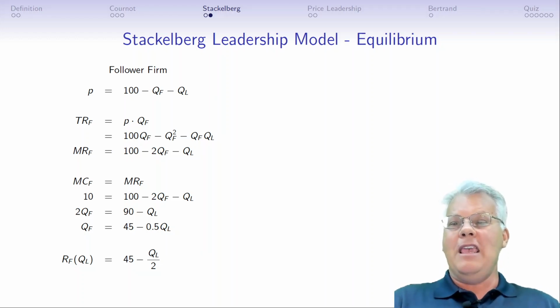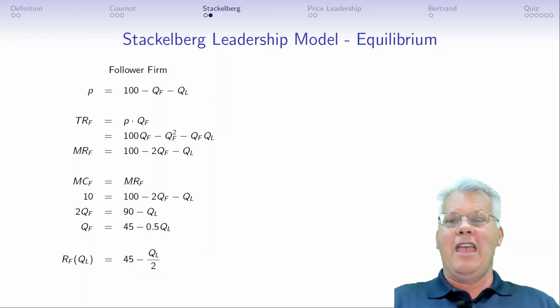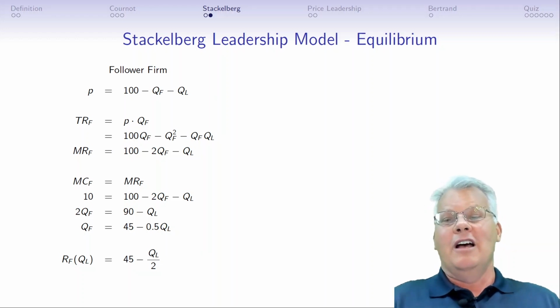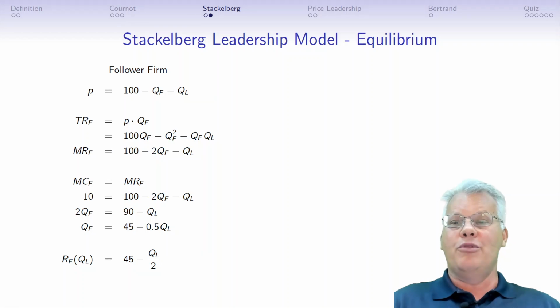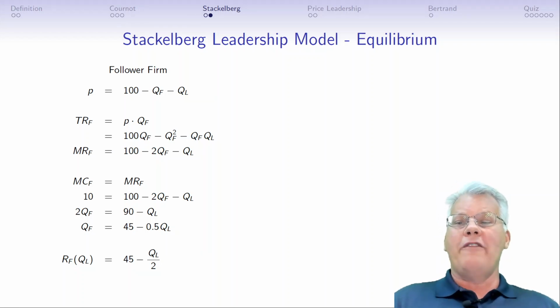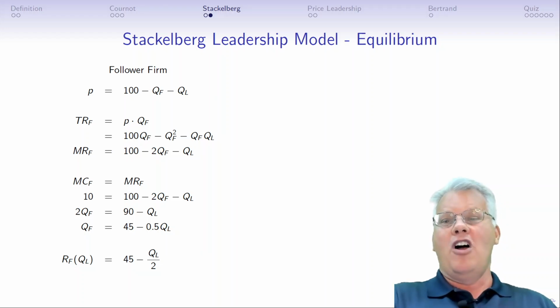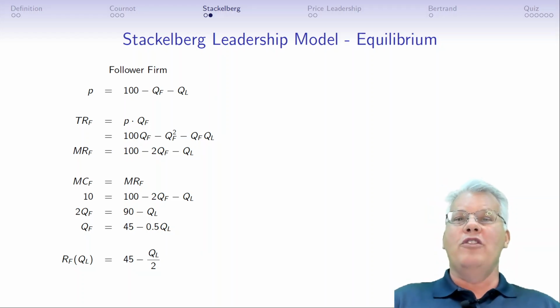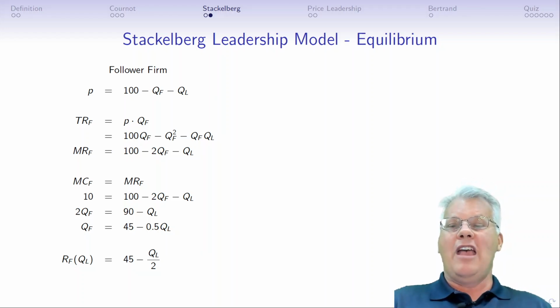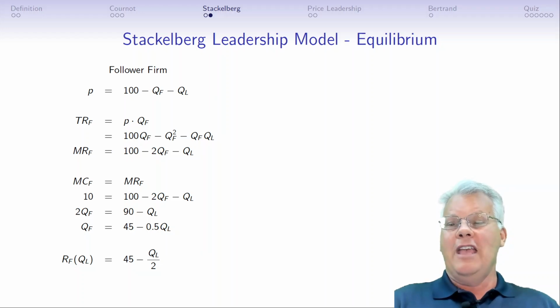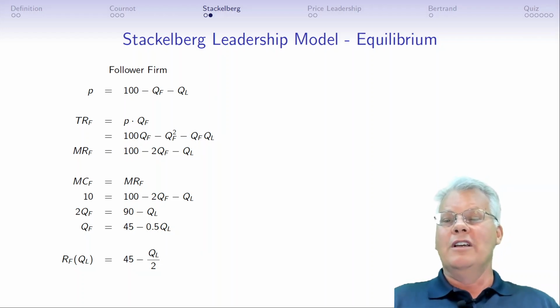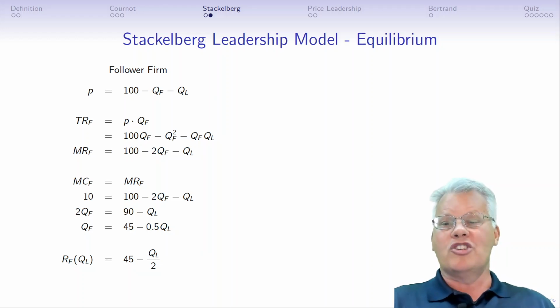So we have, of course, as before, the conventional inverse demand curve. I've assumed a very simple one, 100 minus the quantity that each firm produces. The total revenue of the follower firm, just like before, is the price that's shared between the two of them times the quantity that the follower firm, AMD, produces. And then we get the total revenue of the follower firm. We differentiate that with respect to the follower firm's output and get the follower's marginal revenue. Set marginal revenue equal to marginal cost.